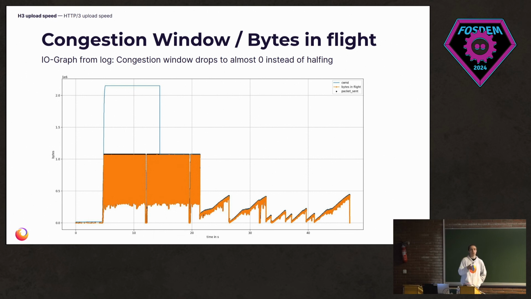This was one of the bugs that we had. Each packet that we detected as lost halved the congestion window, and normally you would only do this once, but we did it multiple times for each packet. So essentially, we drop to almost zero on all congestion events here. This was one of the first fixes.